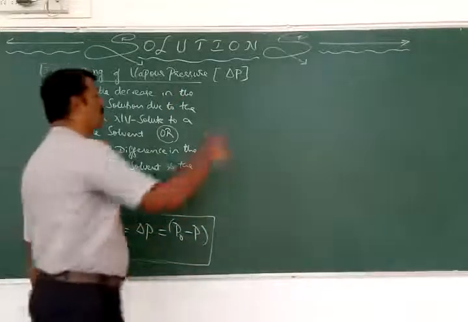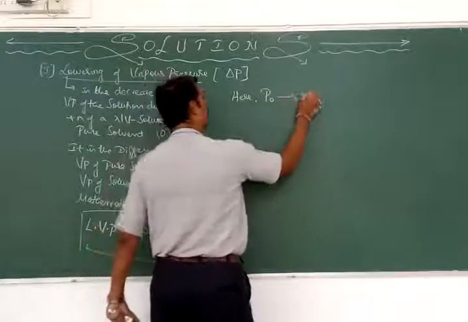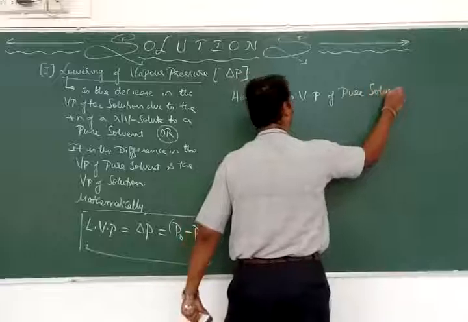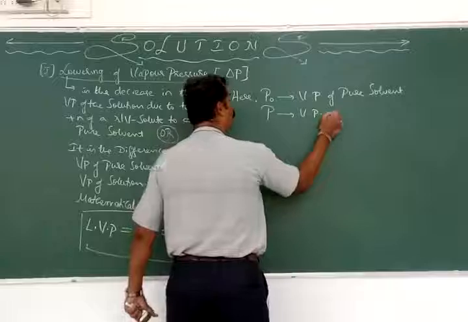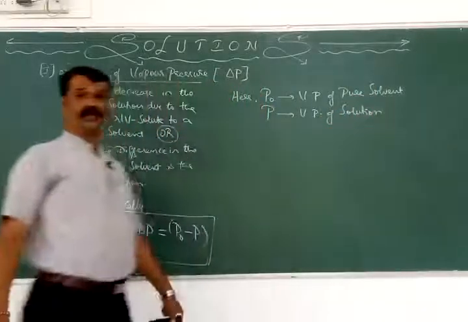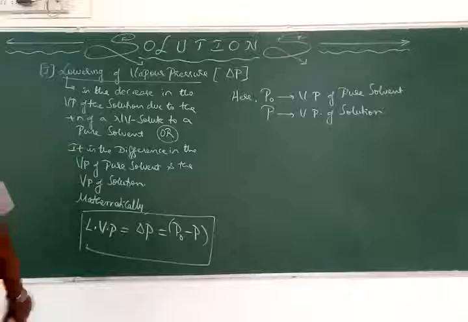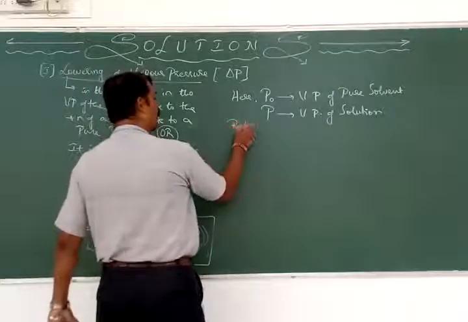Here P naught is the vapor pressure of the pure solvent, whereas P is the vapor pressure of only the solution. Therefore, the difference between the vapor pressure of the pure solvent and the vapor pressure of the solution is called the lowering of vapor pressure.